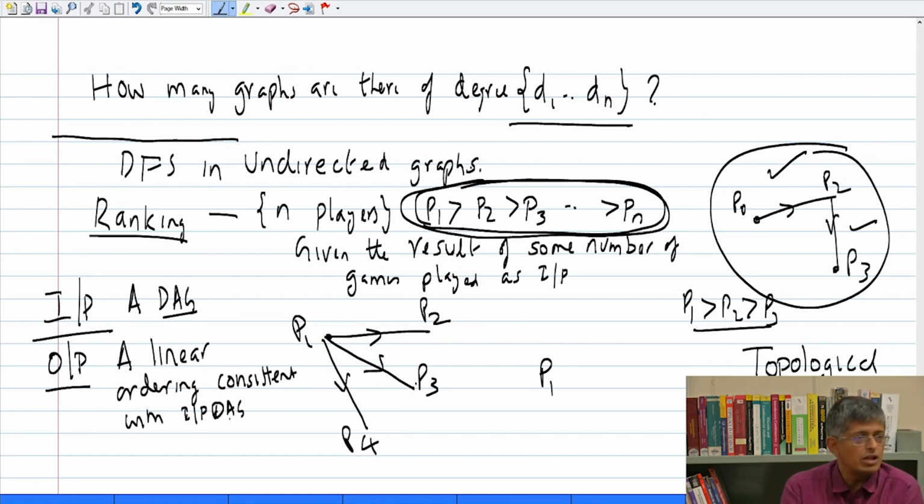I hope you understand what a linear ordering means, right? You are going to order the players as the vertices of the graph as P1 before P2 before Pn. You are going to output that. If Pi before Pj, then in the DAG the edge is from Pi to Pj. Right? That is what you are going to output. Fine? Clear?